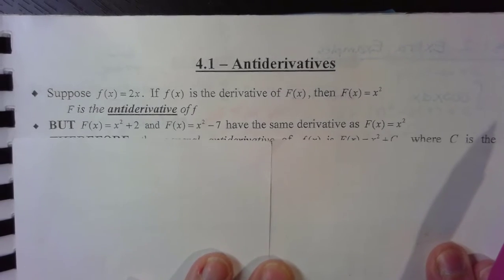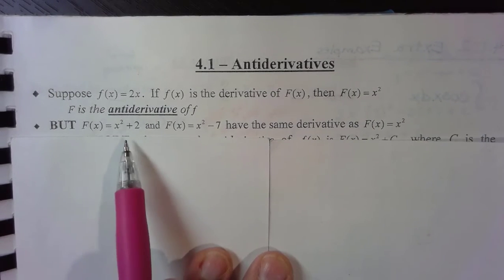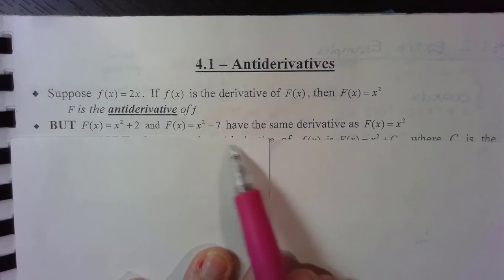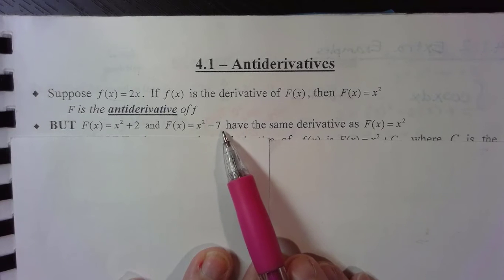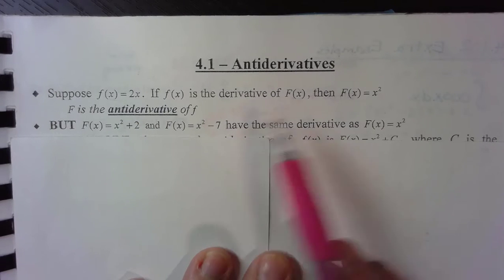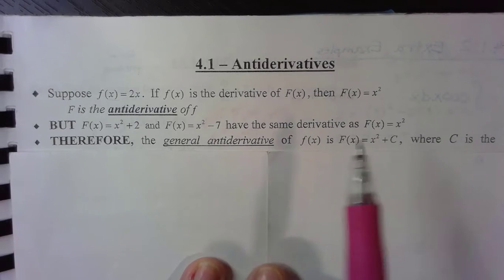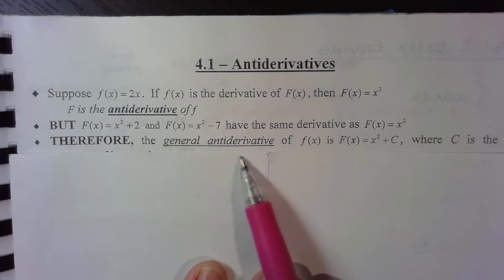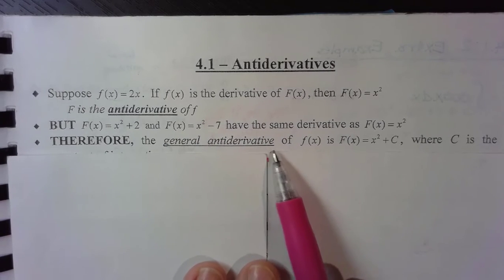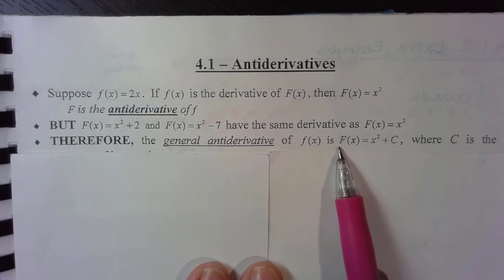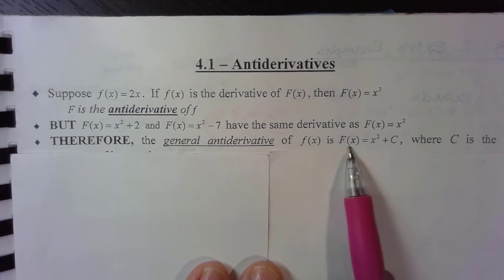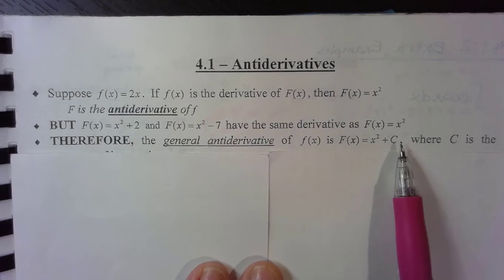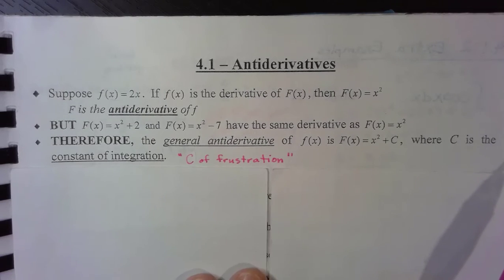But the question is, could cap F have also been x squared plus 2 or x squared minus 7 or anything with x squared and then a constant added or subtracted? Yes. Therefore, we have to say that we have a general antiderivative. And the general antiderivative of f of x is going to be cap F, notice the notation change, which is x squared plus some constant c, where c is a constant of integration.